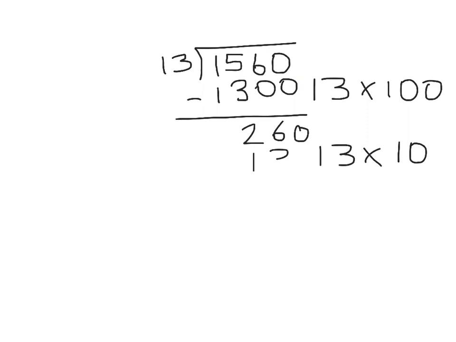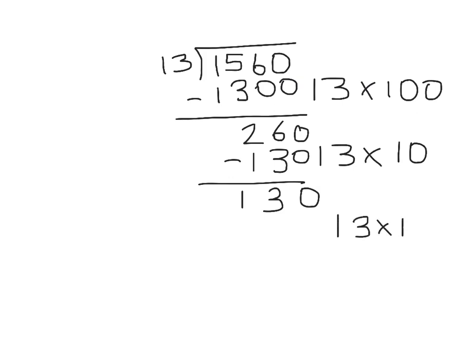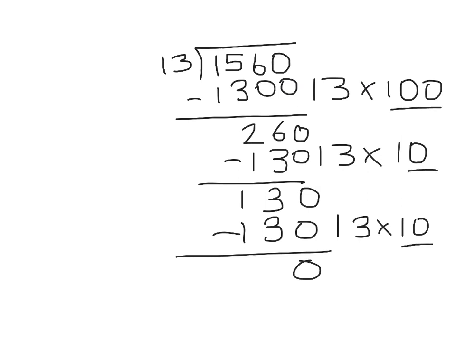I'm going to say 13 times 10. Oh, I think I could have done 20. Well, I'm going to go for it anyway. 13 times 10 is 130. Oh, and there's another 130. I know 13 times 10 is 130. And I'm left with 0 remainder. And now I need to add this, this, and this, and I've got 120 and 0 remainder. And that's it for this question.